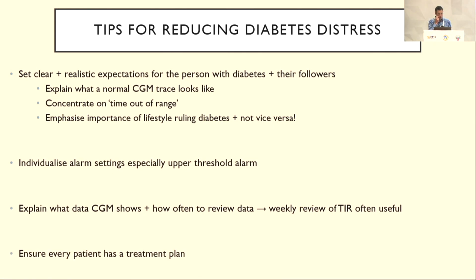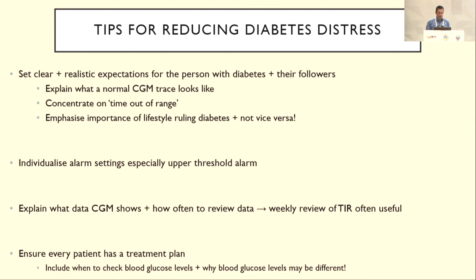Another thing I'm also very big on is making sure that every person has a treatment plan. They may not know what to do when their glucose levels are high, or you want to prevent stacking of insulin, for example, if they're correcting. And how can they make changes to their mealtime doses, their insulin to carbohydrate ratios, to make sure that they can get themselves down to target?